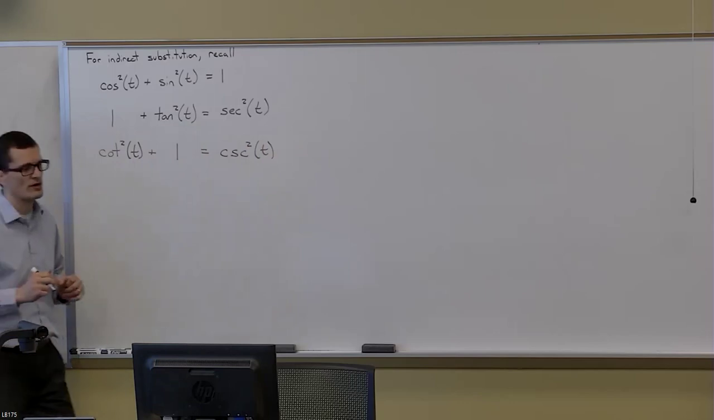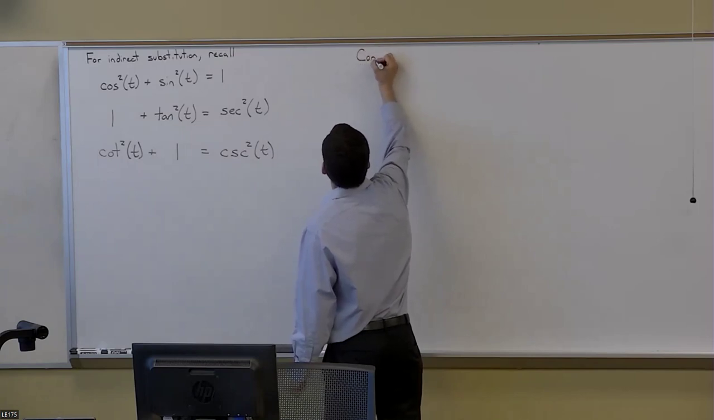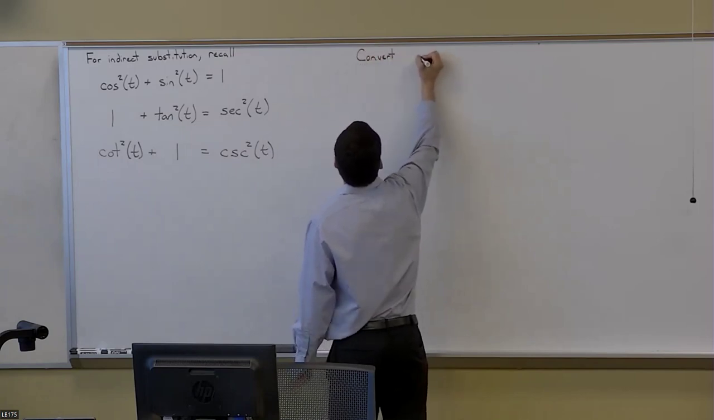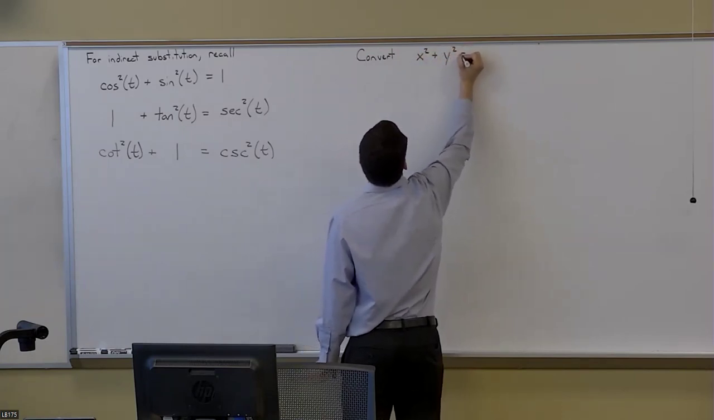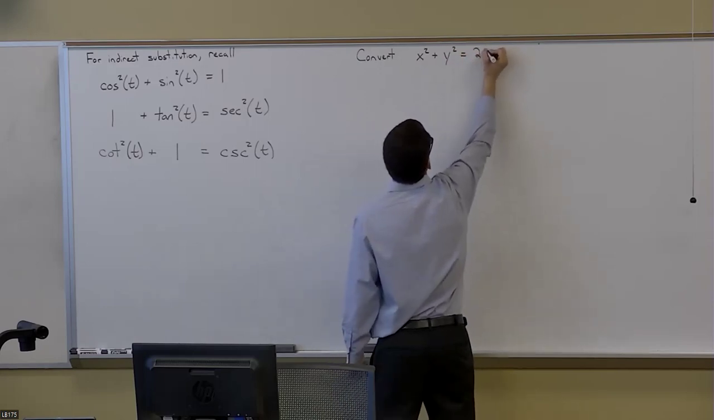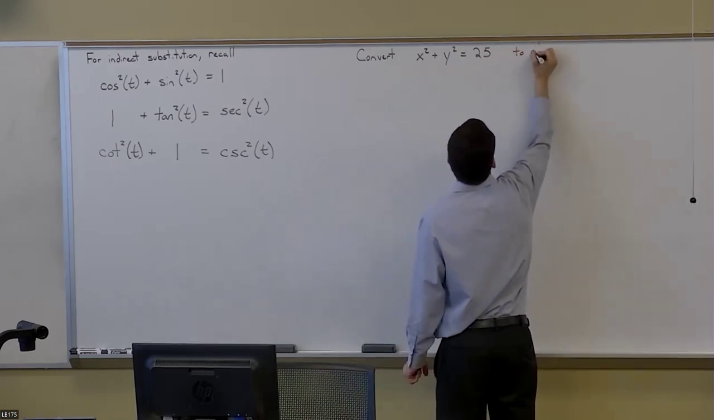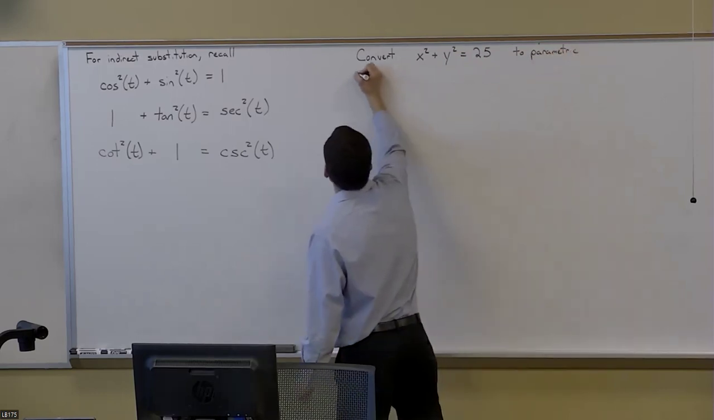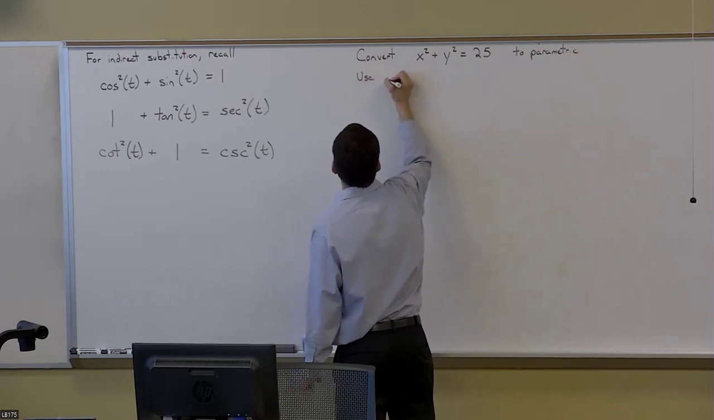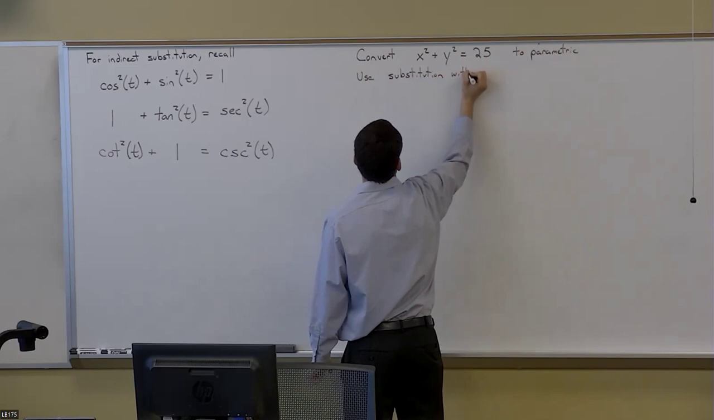So let me show you how these work. Let's convert the following equation. Let's do a circle centered at the origin of radius 5 to parametric, and we're going to use substitution with trig identities.